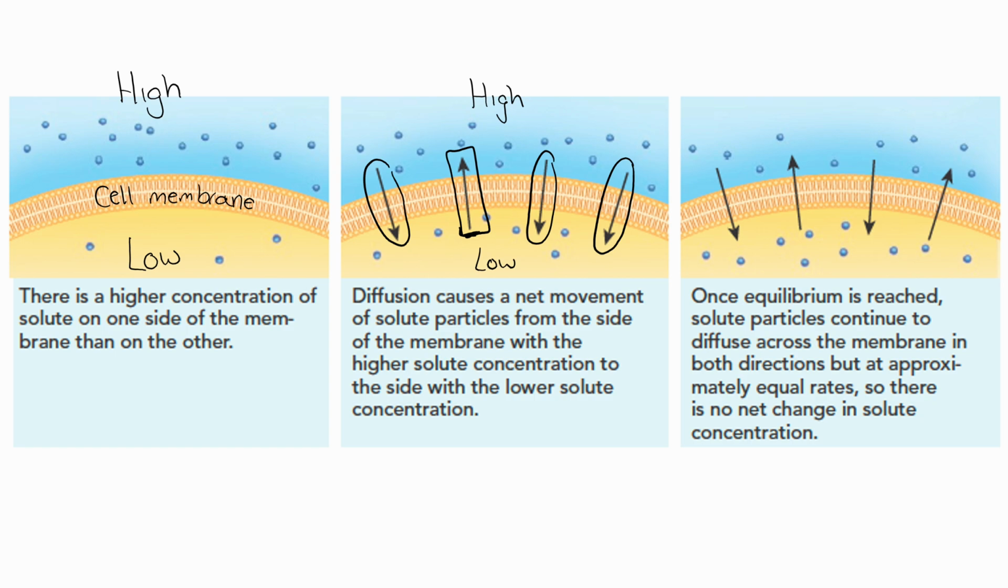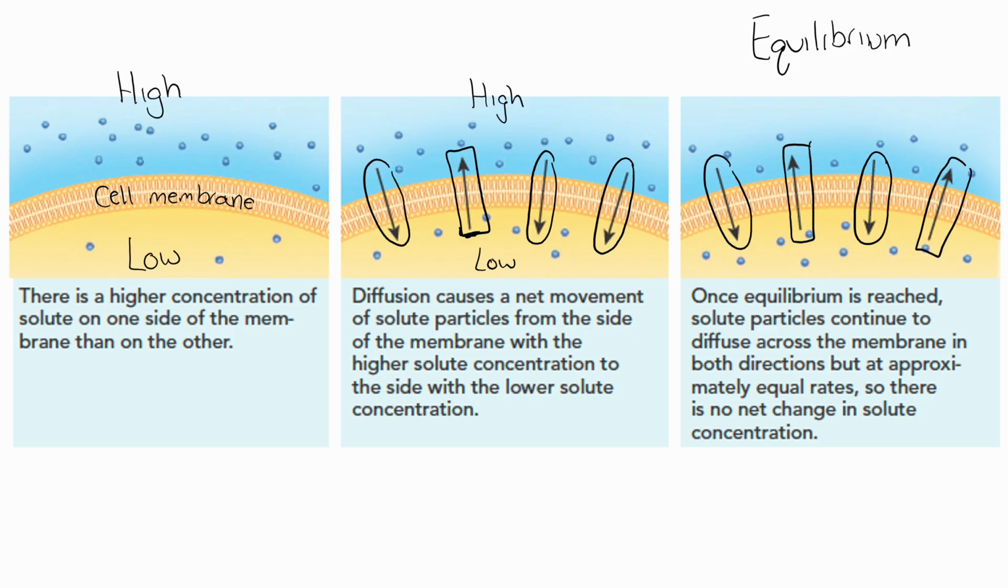Now, once equilibrium is reached, and what that means is there is an equal number on both sides of the cell membrane, solute particles continue to diffuse across the membrane. Notice we have some molecules moving in and some molecules moving out, but they're doing so at an equal rate. They're moving in both directions, but at approximately equal rates. So there is no net change in the solute concentration.